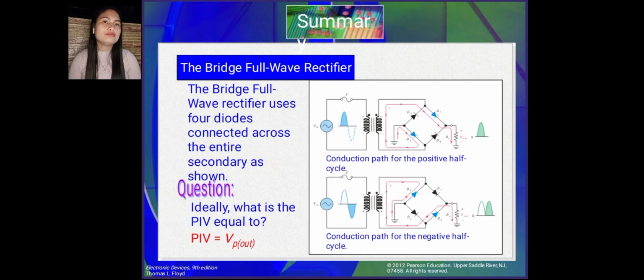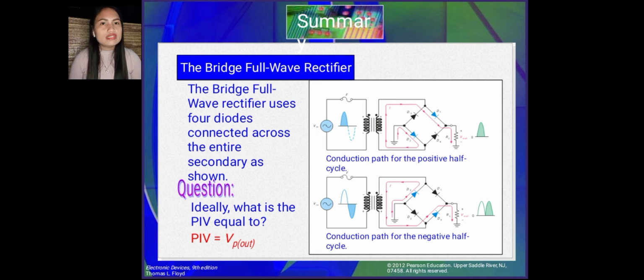So, when the input cycle is positive, as you can see sa first illustration, diodes D1 and D2 are forward biased and conduct current in the direction shown. So, a voltage is developed across RL that looks like the positive half of the input cycle. So, during this time, diodes D3 and D4 are reverse biased.